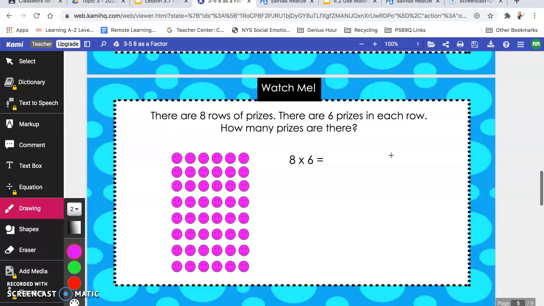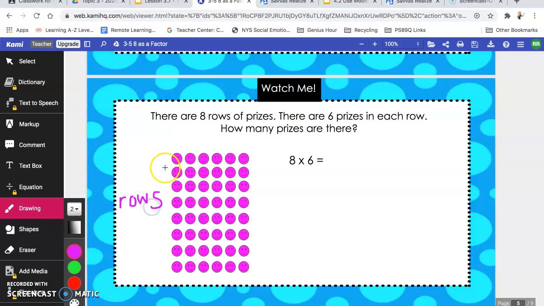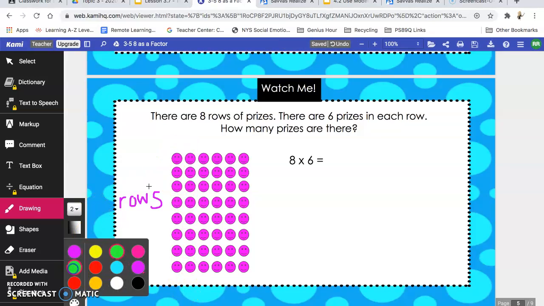Watch me. There are 8 rows of prizes. There are 6 prizes in each row. How many prizes are there? So, remember, rows is on the side and columns are at the top. So, we have 8 rows with 6 inside of each.